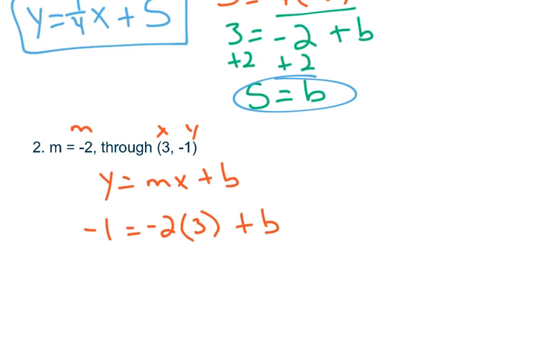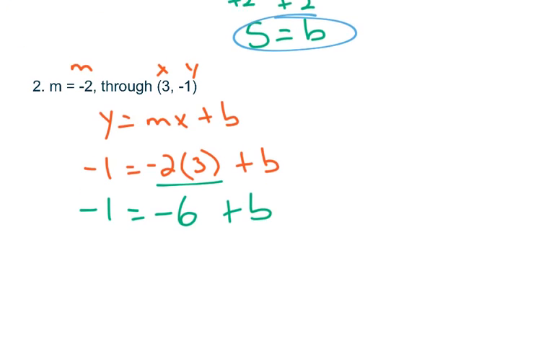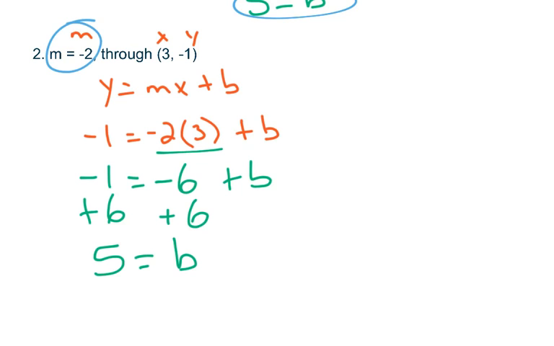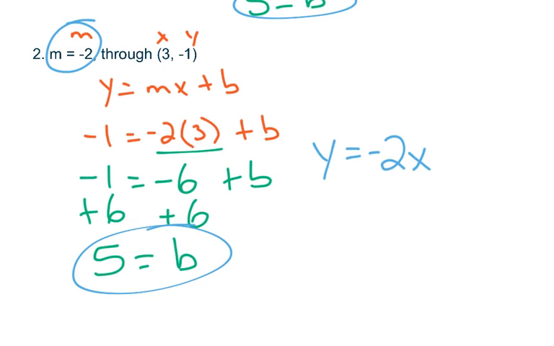Okay, so let's see, next color is green, so -2 times 3 is -6 plus b. Again, a single step equation from here. Add 6 to both sides. -1 plus 6. Well, we actually get +5 again for our answer. That's not going to happen every time, just an accident or a coincidence. So we can write our final answer. We need our slope. We need our y-intercept. Y equals -2x plus 5.